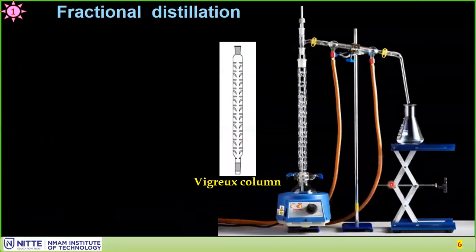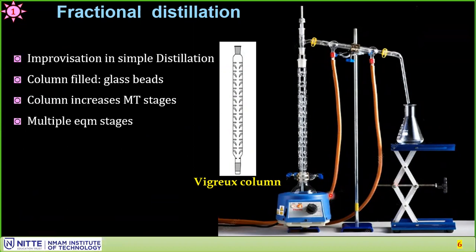Now coming to fractional distillation, it is similar to your batch distillation. There is a small difference, a particular column called the Vigreux column, an improvisation of your simple distillation. The simple distillation itself has the same design. You have a feed flask, a condenser, a thermometer, a receiver flask, a cooling system, everything is the same except for this particular column called the Vigreux column, which looks like this.